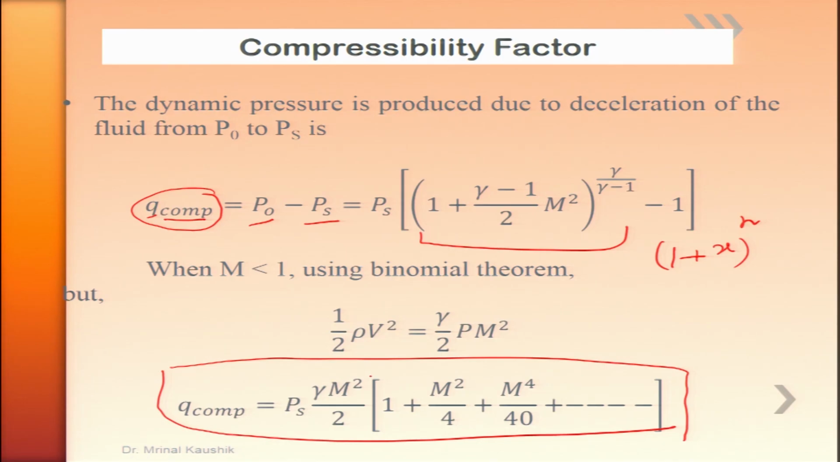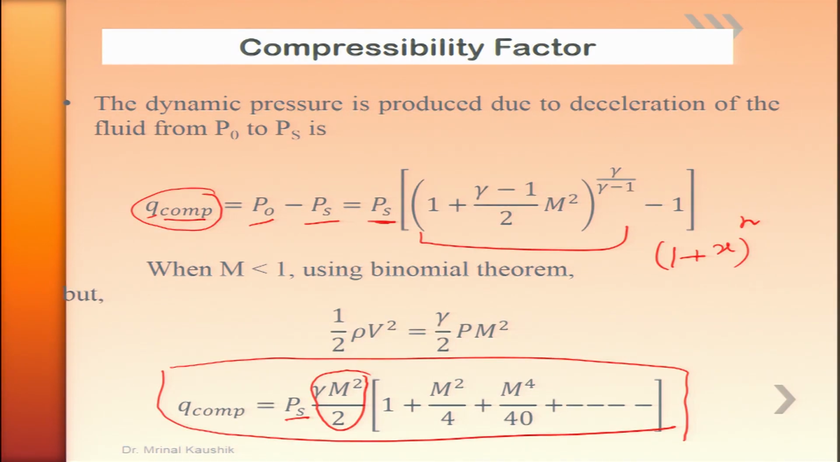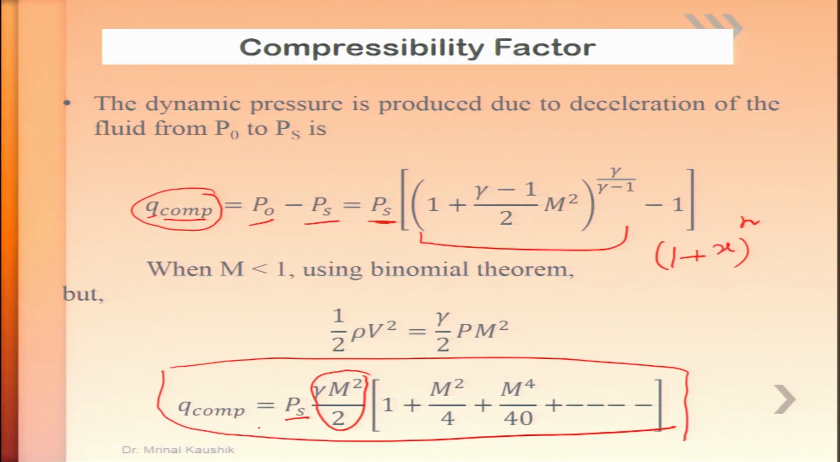And then one term I have taken deliberately in common, and then it leads to the static pressure which was already present here, then taking some factor common in this expression, and then it goes to 1 plus M square upon 4 plus M to the power 4 upon 40 and so on. Now, my Q incompressible I have already calculated, which is here half rho V square, whereas I am getting the compressible flow equation something like this.